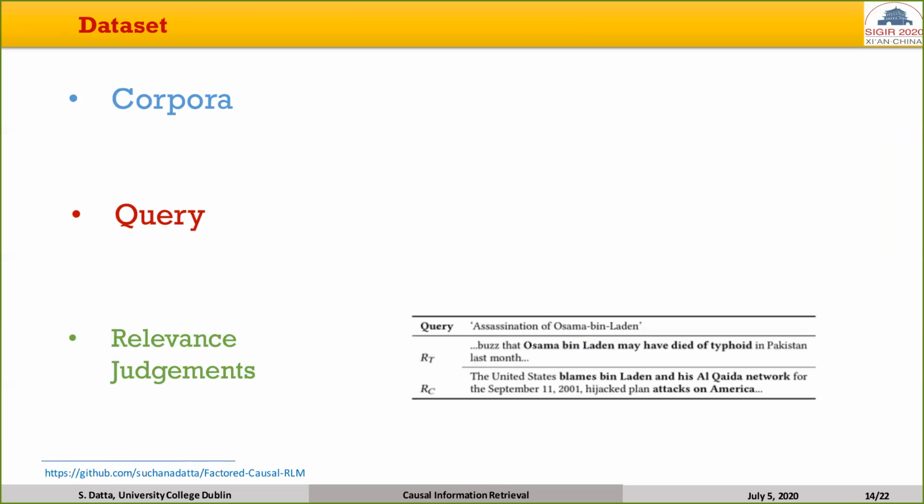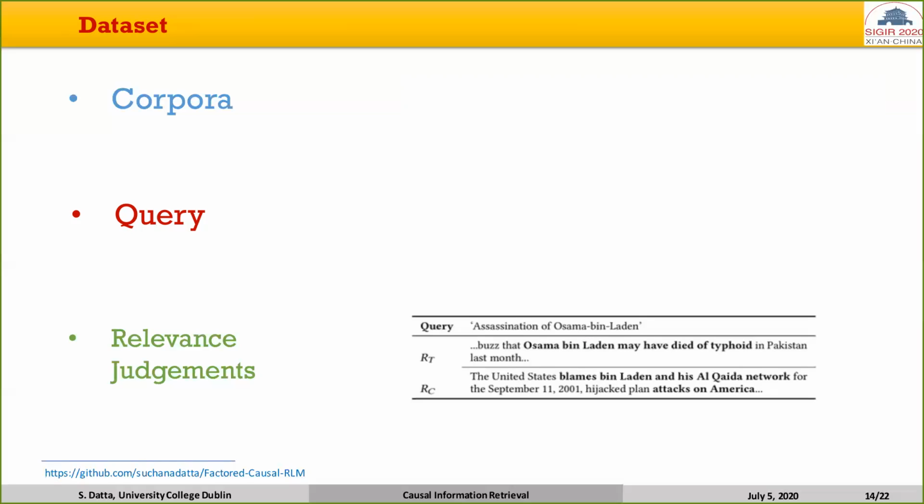In terms of relevance judgment, I would like to show you how we actually judged the documents. For the same query, assassination of Osama bin Laden, as you can see, the first document is talking about a buzz that Osama bin Laden may have died of typhoid in Pakistan last month. This document is essentially topically relevant, talking about the death of Osama, but this is certainly not related to his assassination whatsoever.